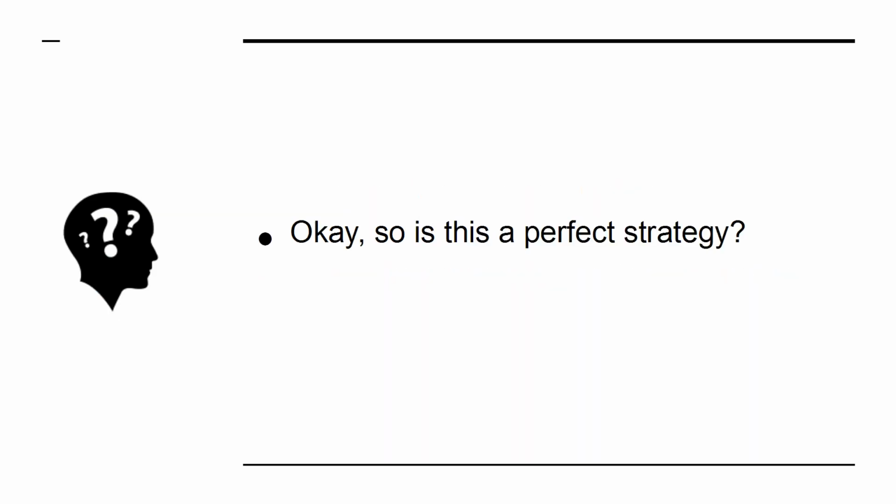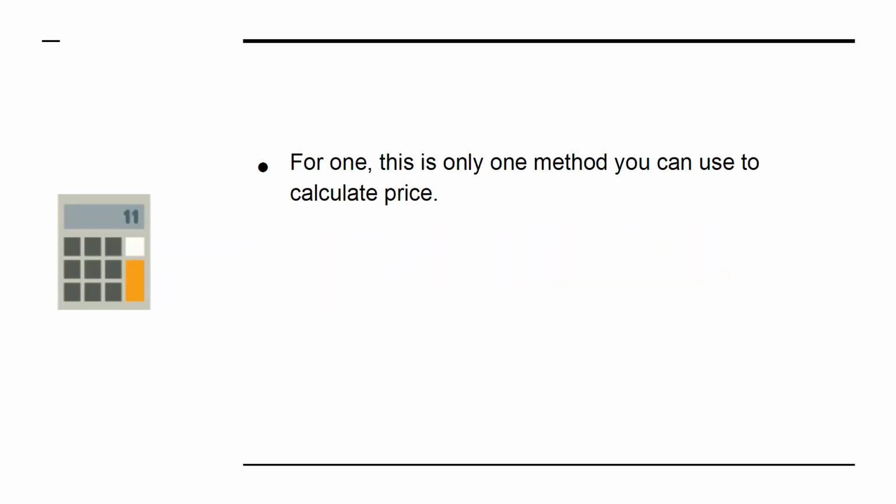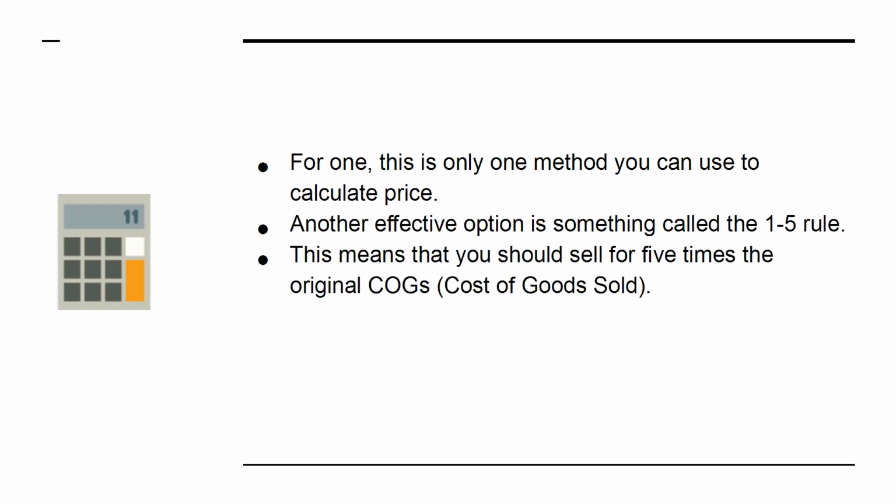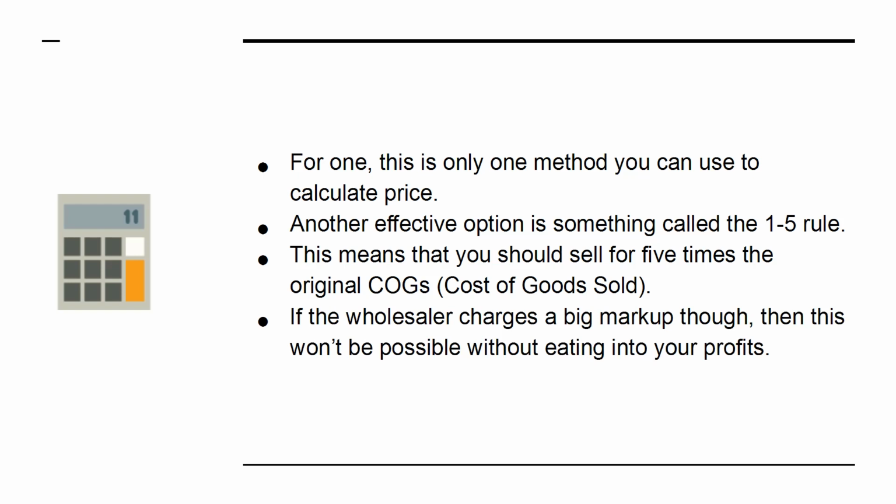Okay, so is this a perfect strategy? Not quite. For one, this is only one method you can use to calculate price. Another effective option is something called the 1-to-5 rule. This means that you should sell for 5 times the original COGs, cost of goods sold. If the wholesaler charges a big markup though, then this won't be possible without eating into your profits.